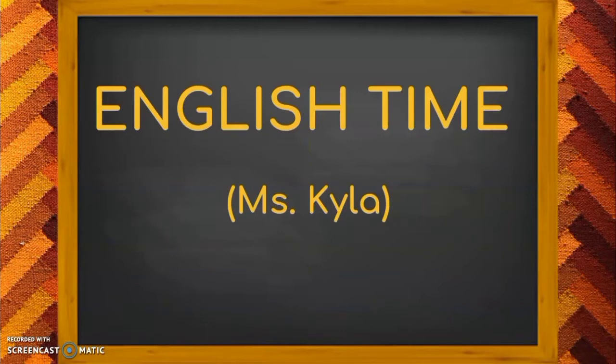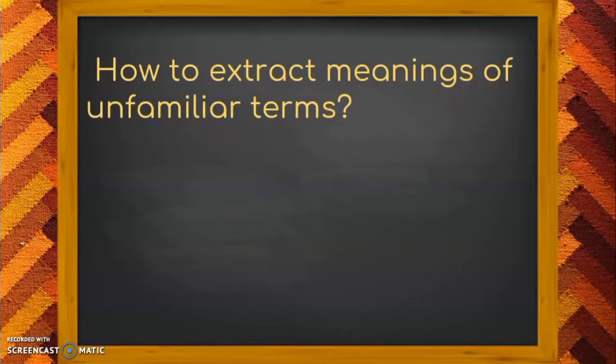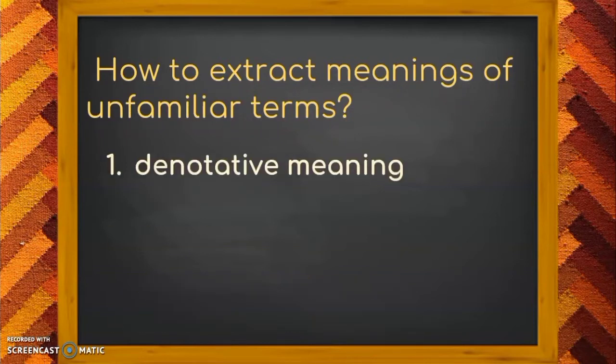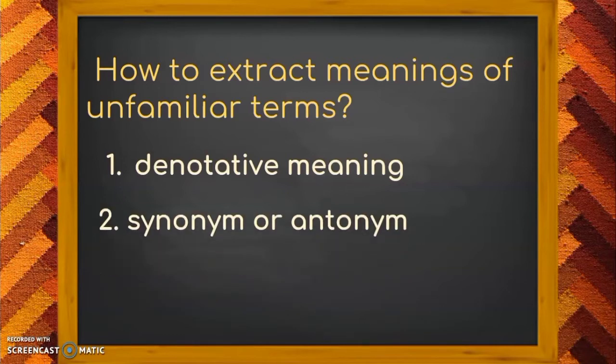Today we will be discussing a new topic about reading. Last time's instructional video, we focused on how to extract meanings of unfamiliar terms using different ways, such as using a dictionary, or looking for the word's synonym or antonym, and using context clues. We also have classified and understood the 8 different types of context clues that will help us understand a word's meaning.